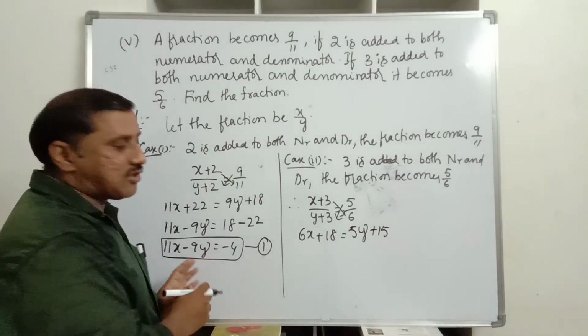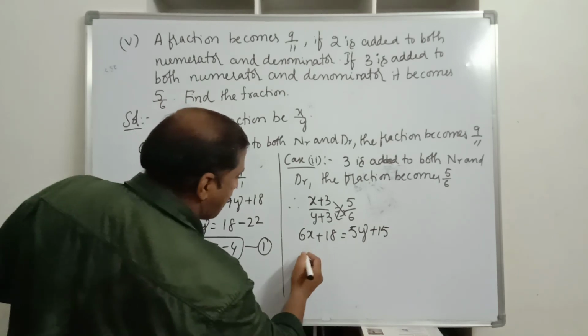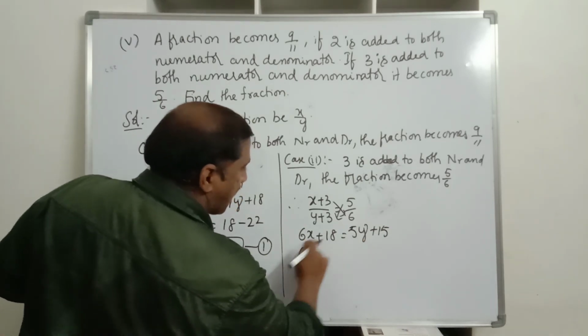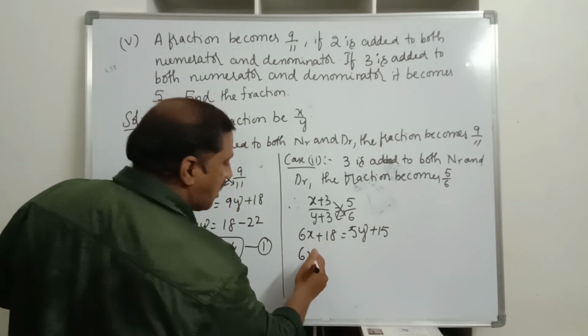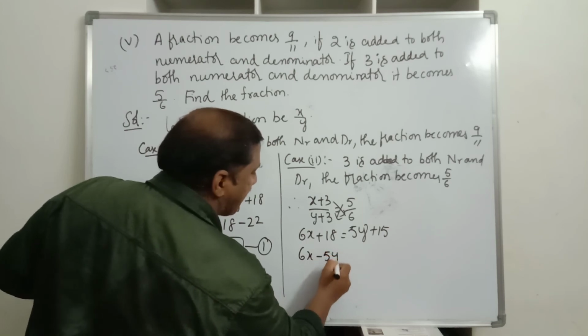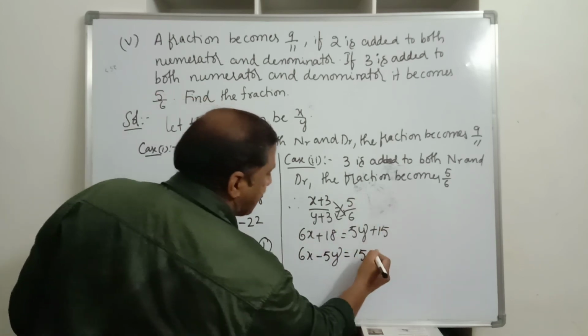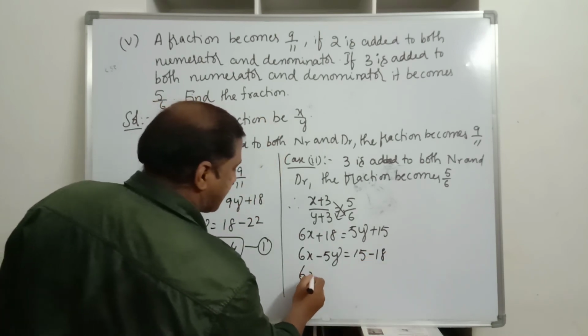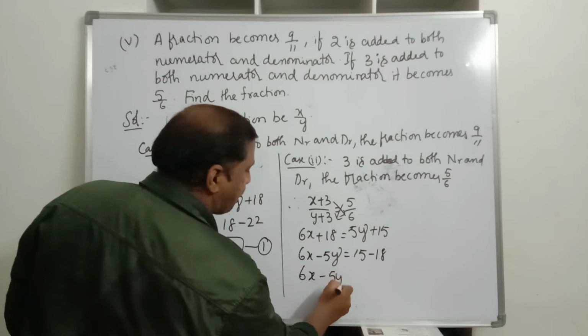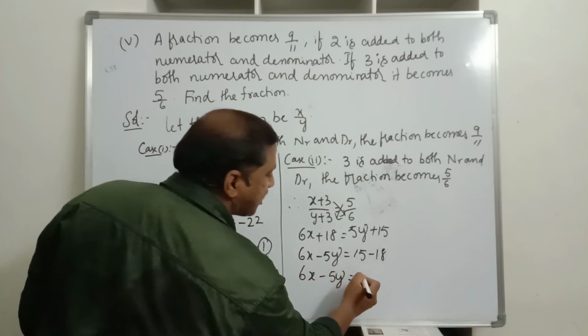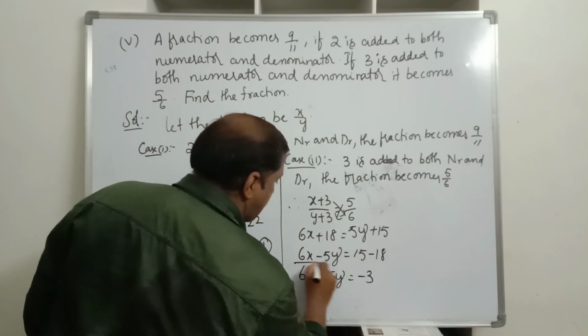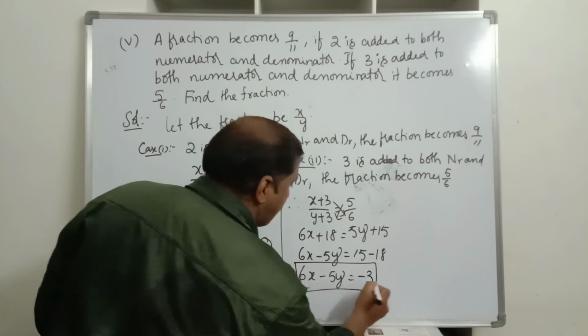Bring all the variables to one side and constants to the other side. Now it is 6x. Transposing 5y to the LHS, it will become minus 5y, that is equal to 15, and transposing plus 18 to the RHS, it will become minus 18. Now it is 6x minus 5y, that is equal to 15 minus 18, it is minus 3. Now we got two equations.